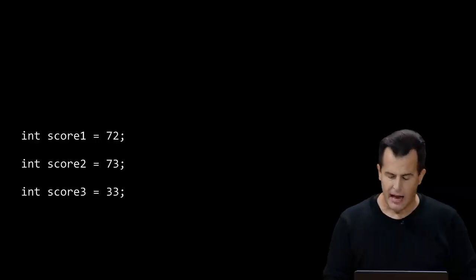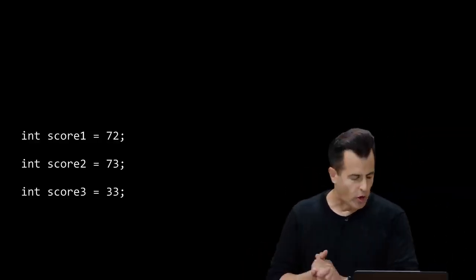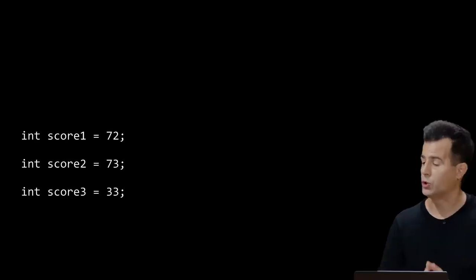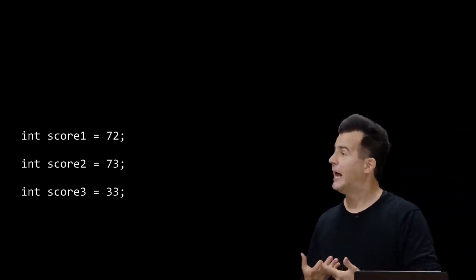So for instance, how about 3 lines of code like this? Out of context, but suppose we whip up a program real quickly that allows me to calculate my average on 3 homework assignments or 3 quizzes or 3 exams in this class or any other. Suppose I did so-so on the first 2. Score 1 was 72. Score 2 was 73. Score 3, not so good, 33. What's my average grade as of now?